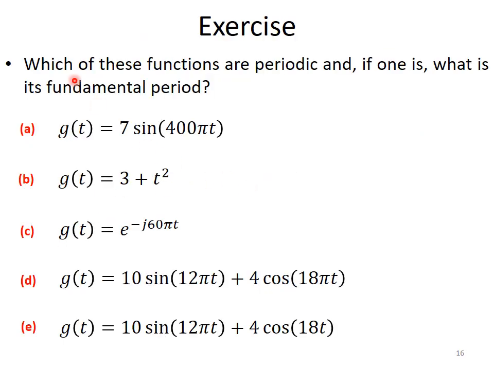Now there is a simple exercise for you to determine which of these signals are periodic or not. If the signals are periodic, then determine the fundamental period. So the first one, g of t equal to 7 sine 400 pi t.